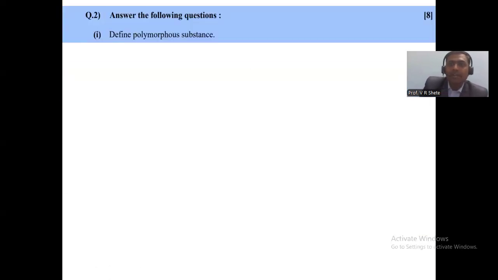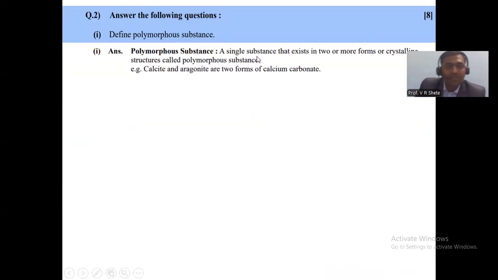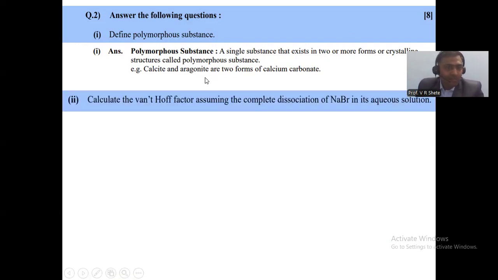1 mark questions for 8 marks. 8 questions are there. Define polymorphous substance from solid state. What is a polymorphous substance? A single substance that can exist in 2 or more crystal forms is called a polymorphous substance. Calcite and aragonite are the forms of calcium carbonate, a polymorphous substance.